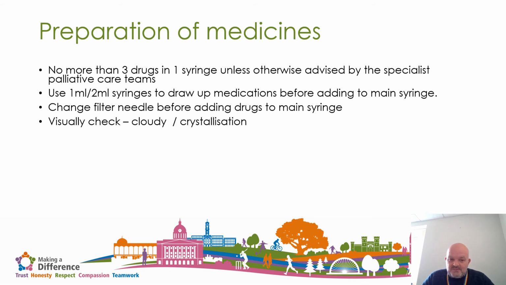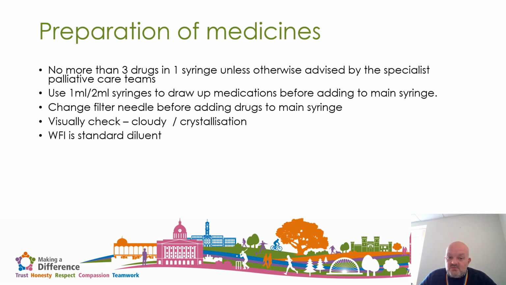But then obviously we need to change the filter needle for a filler needle in order to then add it to the syringe. We don't use the same filter needle to add it to the main syringe. We switch over to one of the blunt filler needles before we add the drug to the main syringe. As we're adding the drugs together, we need to make sure that we're visually checking that there's no reaction, i.e. the fluid's not going cloudy or there's no signs of crystallization.